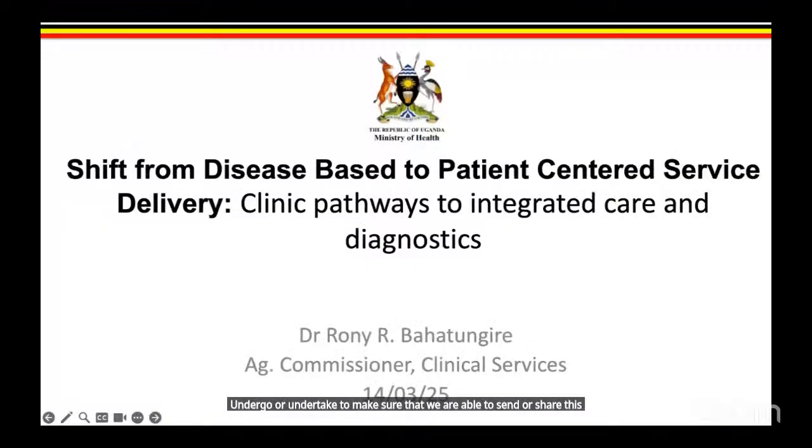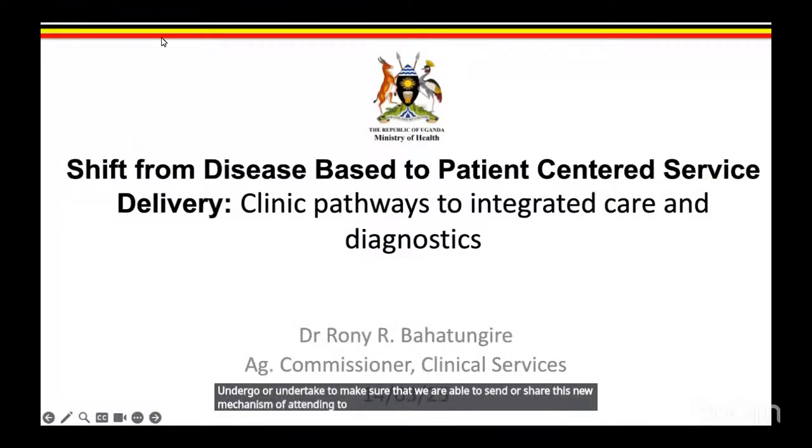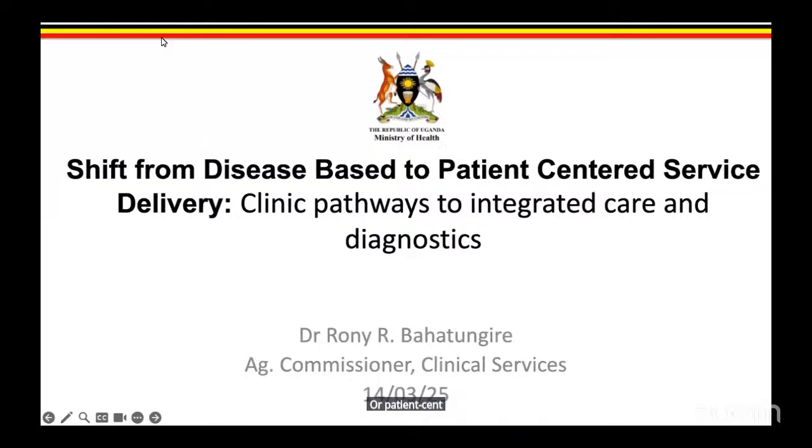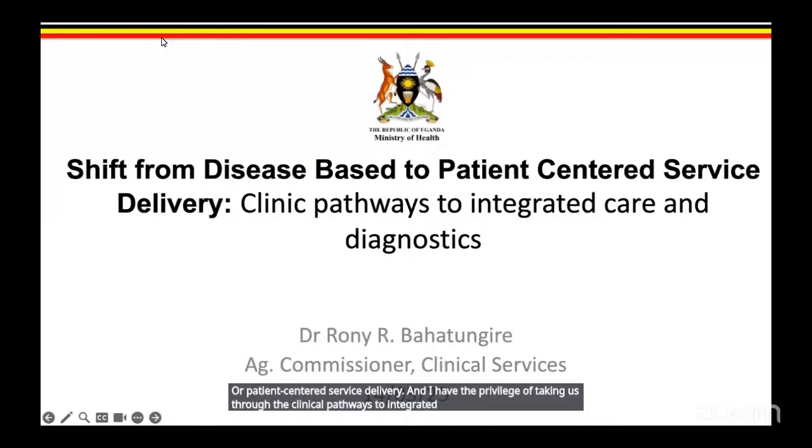Mechanism of attending to patients that we're calling integrated care or patient-centered care or patient-centered service delivery. And I have the privilege of taking us through the clinical pathways to integrated care and diagnostics in this day.